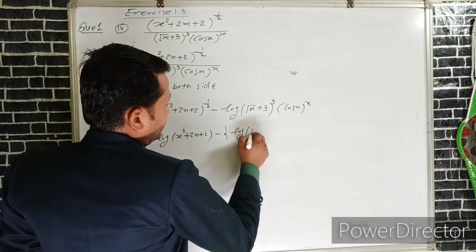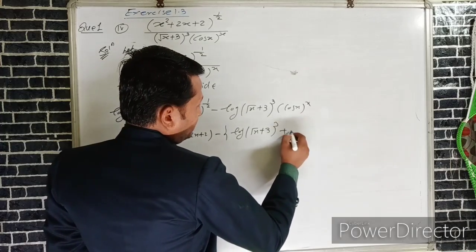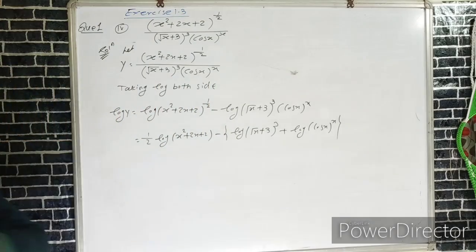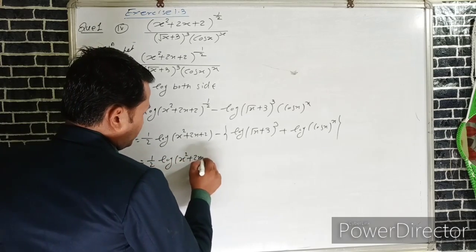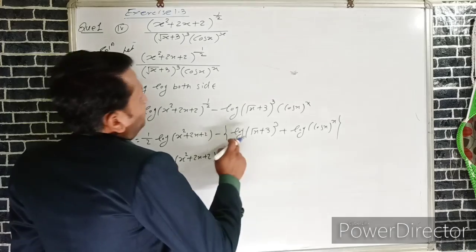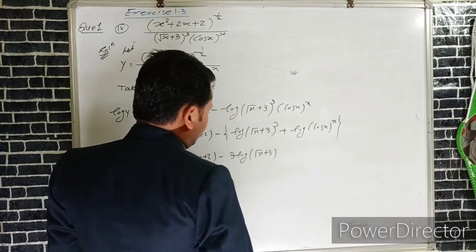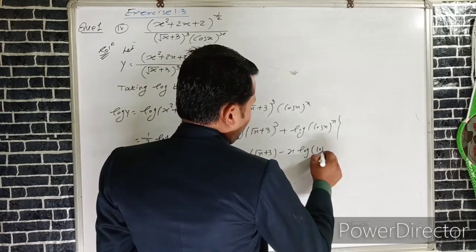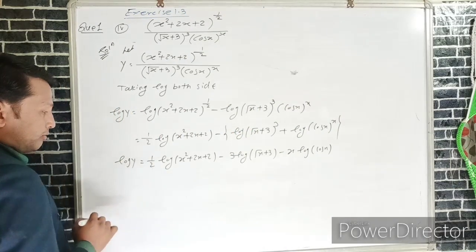log of square root of x plus 3 whole bracket cube plus log of cos of x whole raised to the power x. After that again we can write this 1 by 2 into log of x square plus 2x plus 2 minus 3 log of under root x plus 3 minus x into log of cos x, which is the required function log of y.